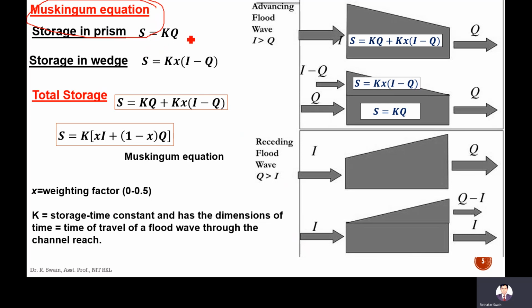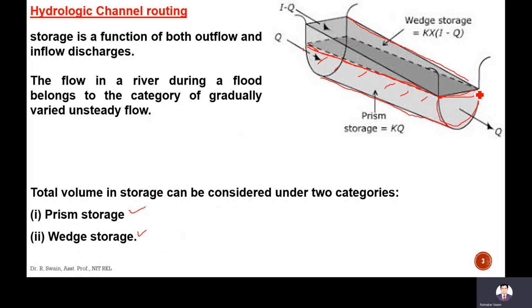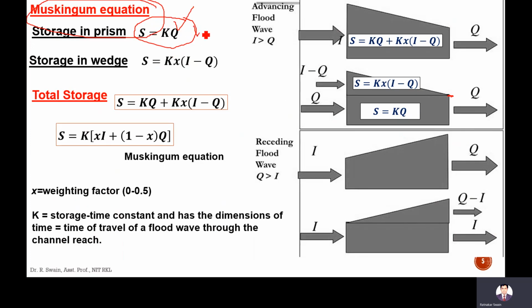The storage in the prism is K into Q, because it does not depend upon the inflow, it depends upon the outflow. As I told here, from this outflow surface, if you draw the plane parallel to the bottom, then you will get the prism storage. So it depends upon this outflow depth or outflow discharge. That's why the prism storage is K into Q, where K is a constant.